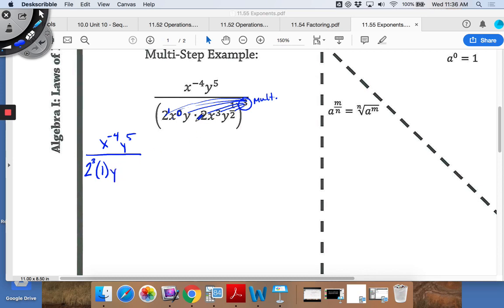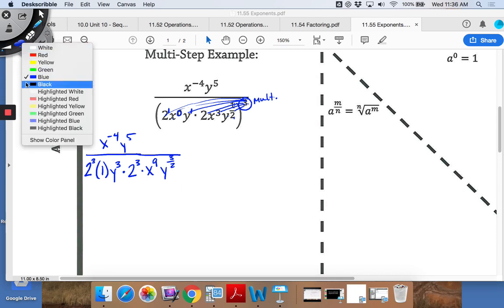Then we'd have y, right now it's to the first power, so it'd be y to the third power, times 2 to the third power, times 3 times 3 is 9, so x to the ninth power. And then 1/2 times 3 would be y to the 3 over 2. Okay, so that's where we're at this moment.